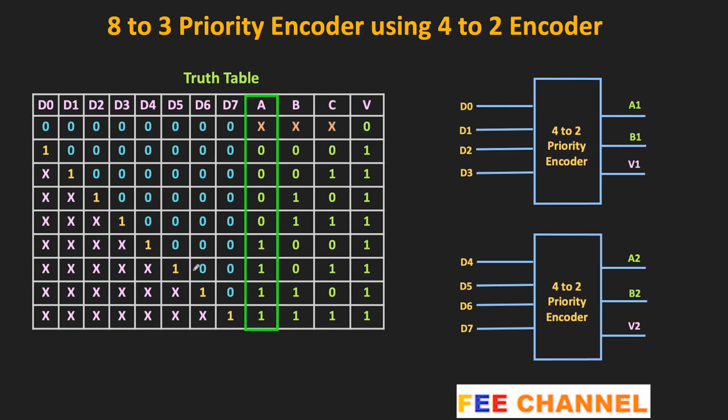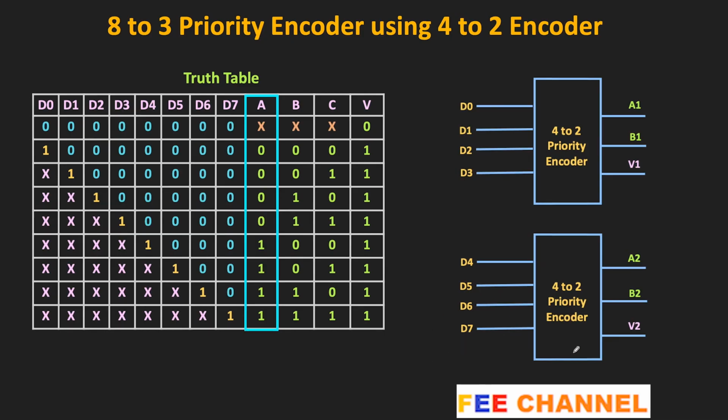So if you see the truth table of this 4-to-2 encoder, then when the third input is high, the corresponding output is equal to 1, 0. And when the fourth input is high, the corresponding output is equal to 1, 1. So in both cases, this A input is high. So at first glance, it appears that just by performing the OR operation of this A1 and A2, we will get our output B for this 8-to-3 encoder. But actually, that is not the case.